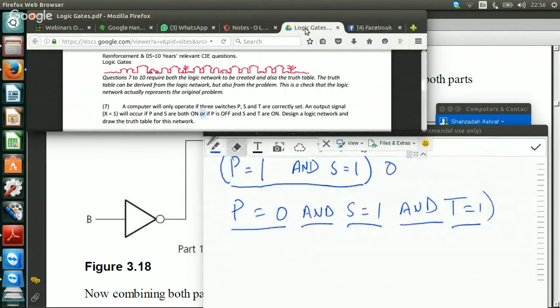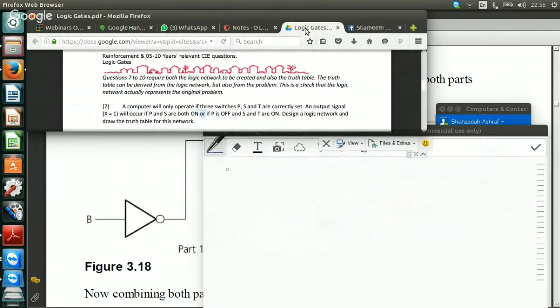Sorry, let's resolve it. The equation was P is equal to 1 and S is equal to 1, because we have written that P and S both are 1, or the second condition is P is equal to 0.